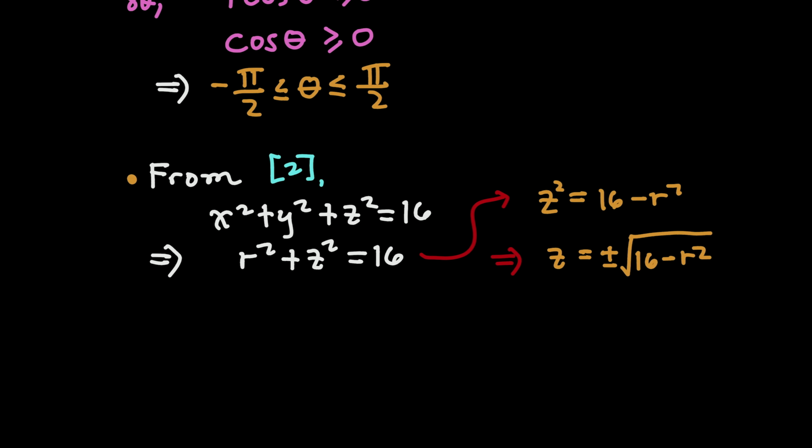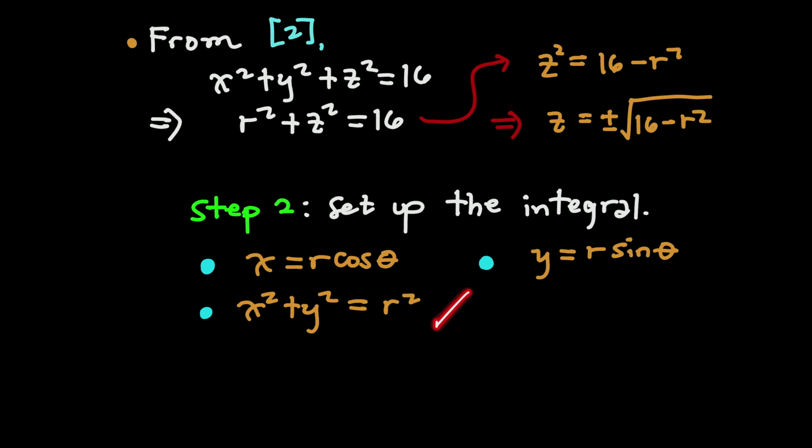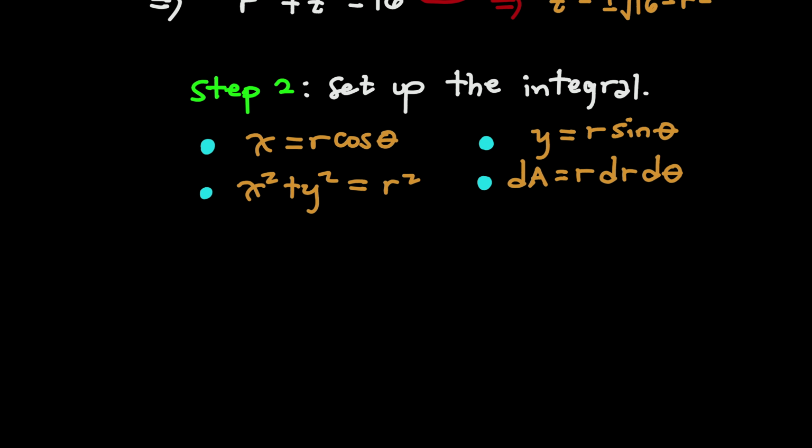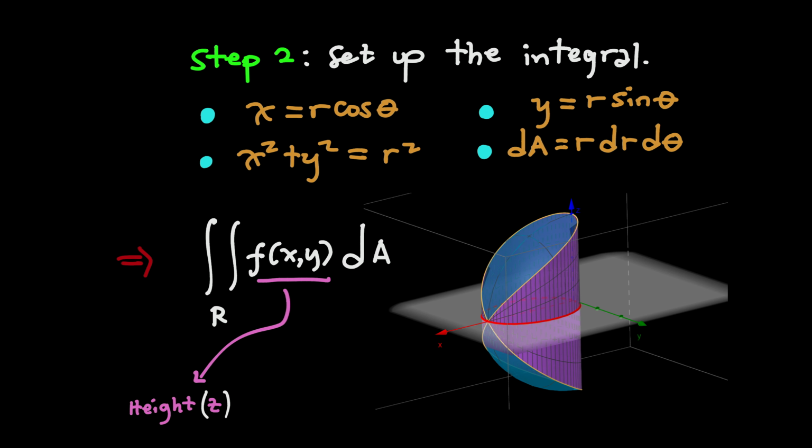Let us now proceed to our step 3, which is to set up the integral. We make use of the following. We have this one for x, for y, for x squared plus y squared, and we also have this dA. The original setup of our integral is given by this formula, where f of x, y describes the height, which is the z value. Notice that the volume of the solid cut out above the xy plane and below the xy plane is the same. Hence, we may consider the following setup.